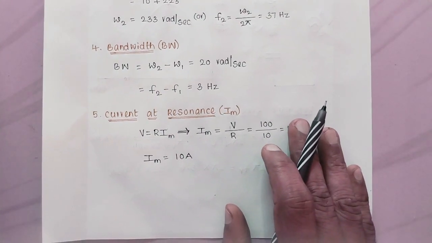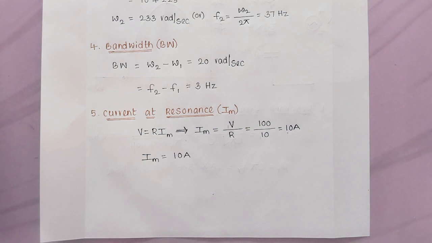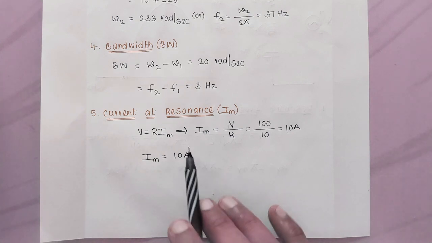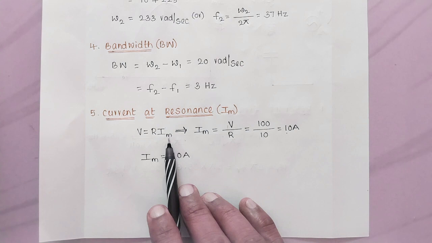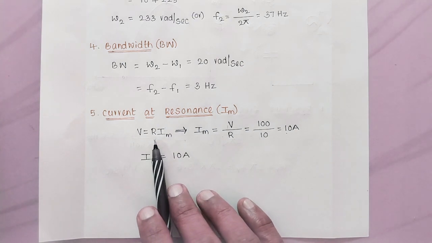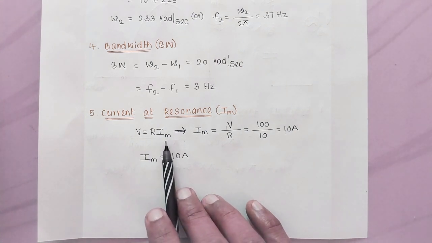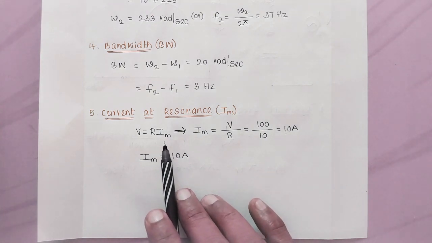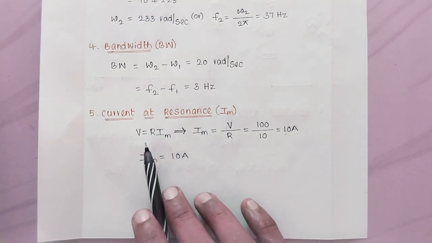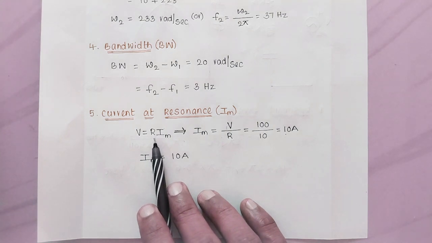Similarly, the next question is current at resonance. When the circuit is under resonance, what is the current in the circuit? Maximum current will flow in the circuit. So V equal to R into Im, where R is the resistance and Im is the maximum current flowing in the circuit. So at resonance, Im, the maximum current, is flowing in the circuit, and the impedance offered by the circuit is the resistance itself.